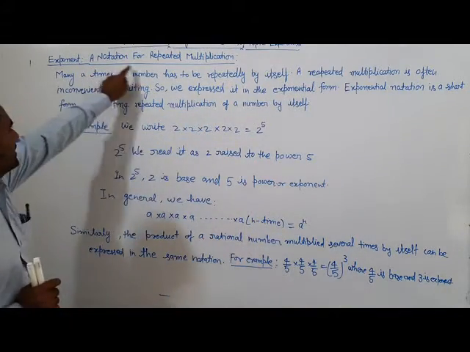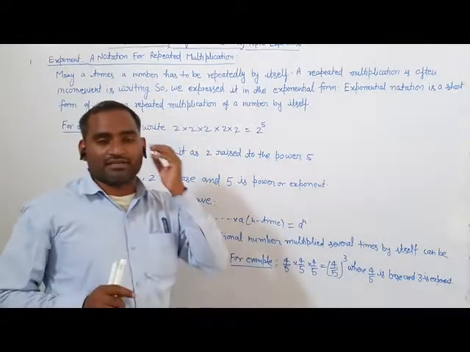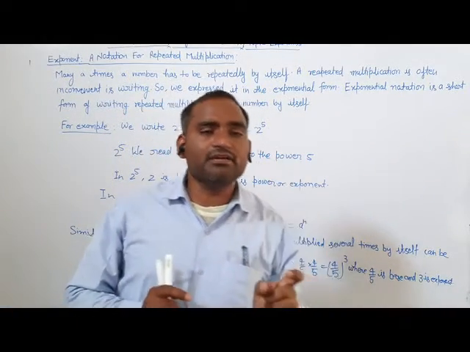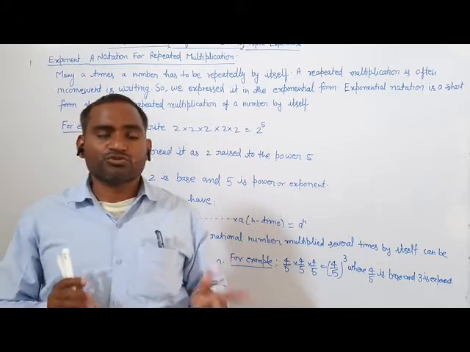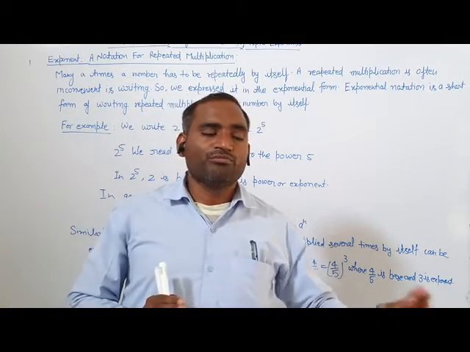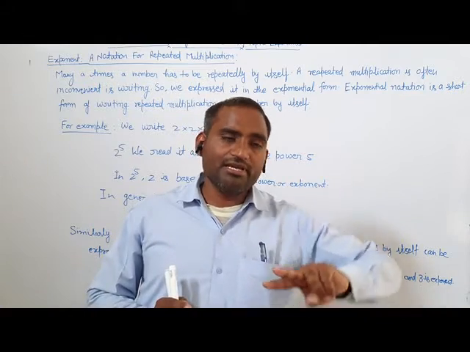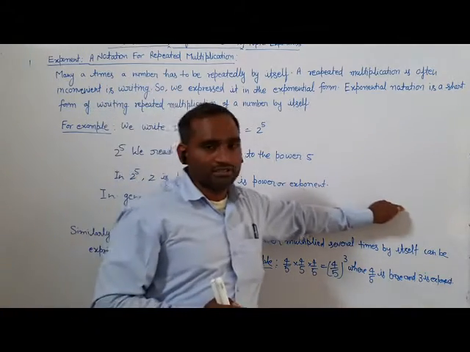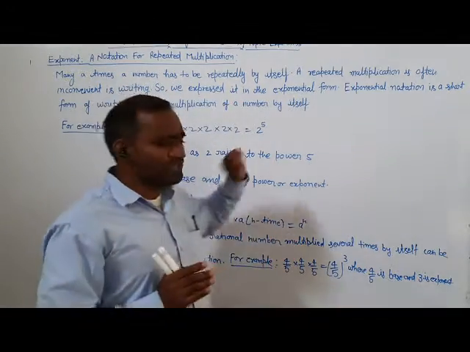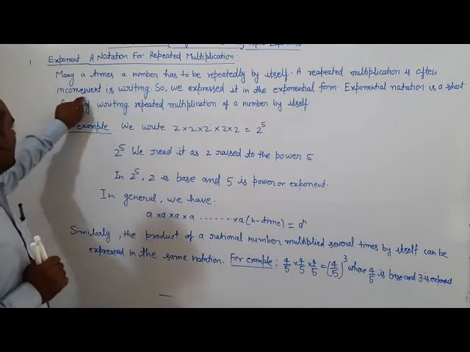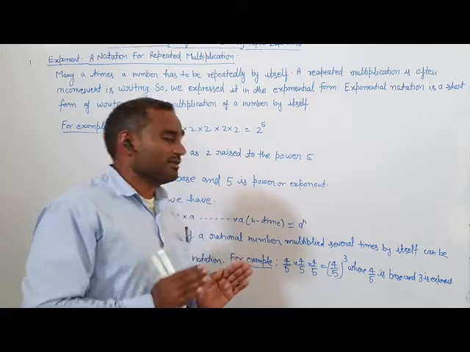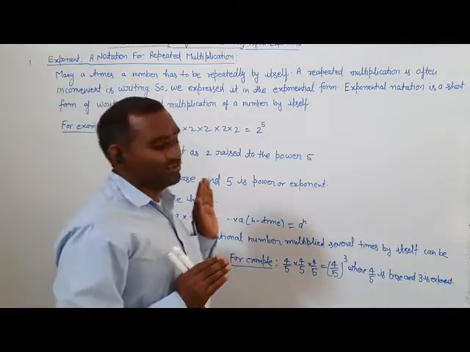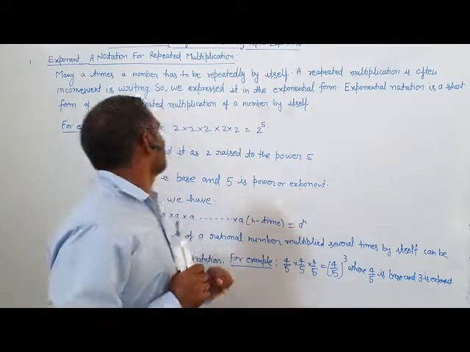Here you will see notation for repeated multiplication. When the same number is multiplied again and again by itself, it becomes a very long series, and that causes inconvenience. So to remove the inconvenience, we need exponent form. We need to write exponent form.